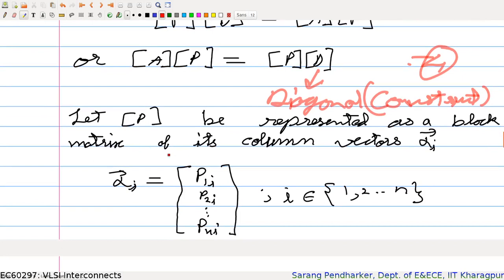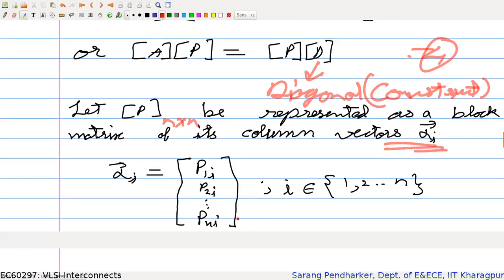So now let me represent this P. This is a P matrix which is n cross n as a block matrix with its columns given by alpha i's. So my alpha i's are column vectors. The dimension is n cross 1, and I have n such column vectors to form my P.